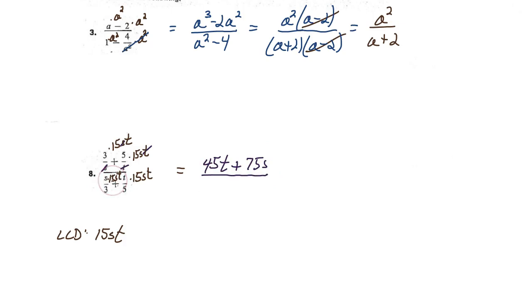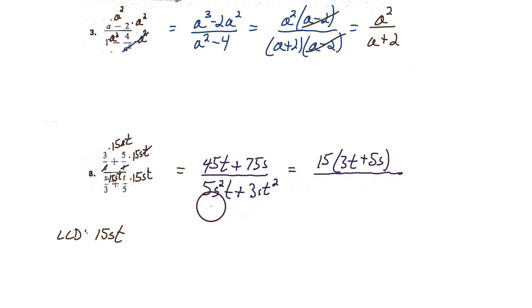3 into 15 is 5, so this becomes 5s squared t. And 5 into 15 makes 3, so this becomes 3st squared. Now let's reduce. 15 will go into 45 and 75. So we have 15 times 3t plus 5s.